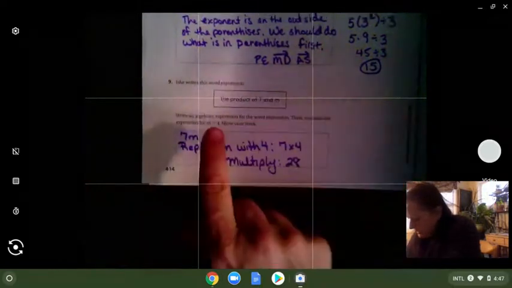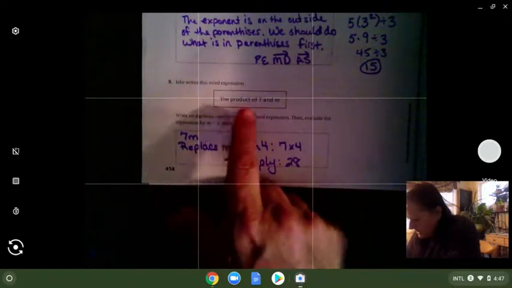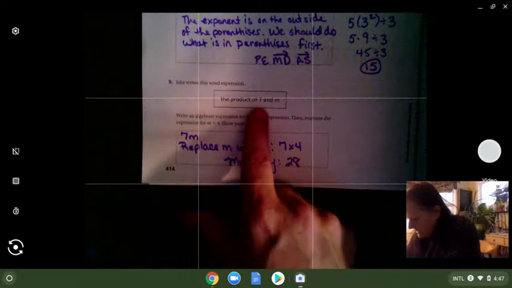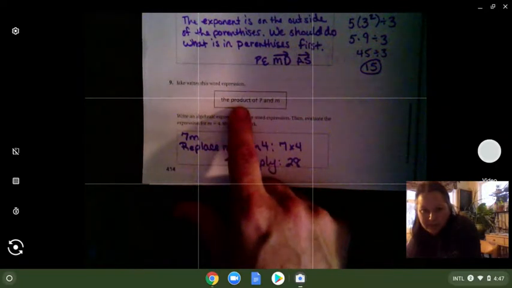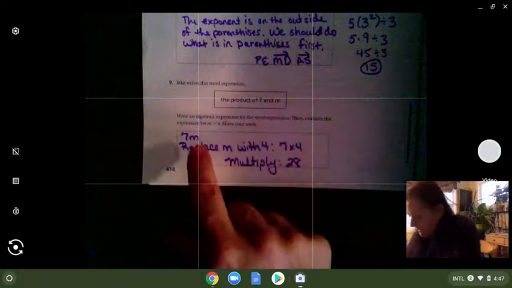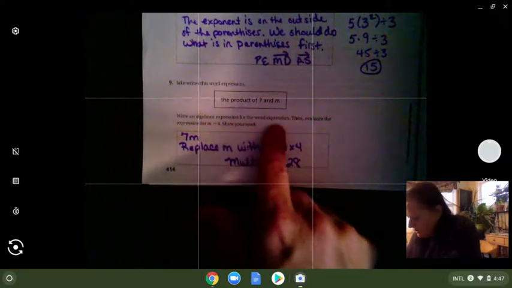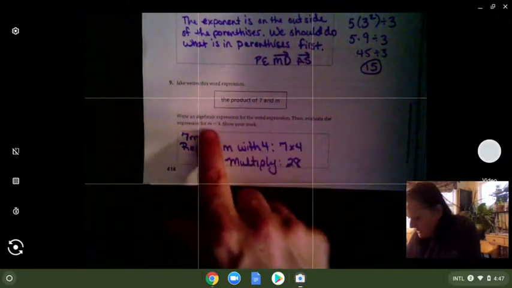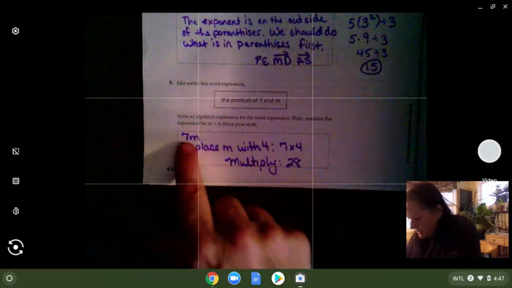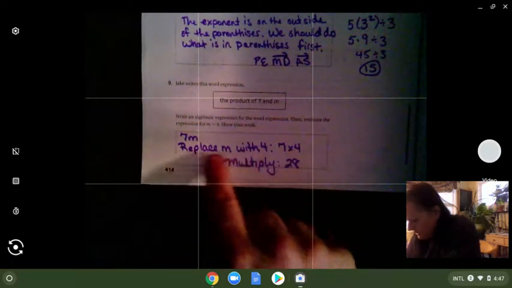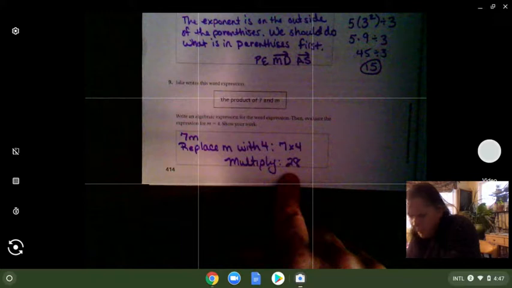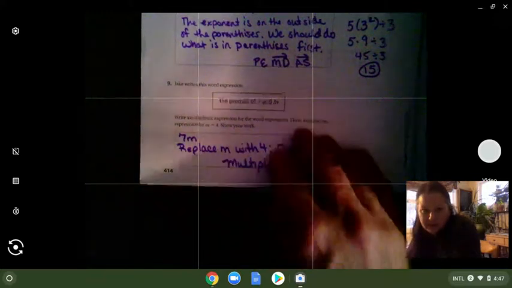Okay, Jake writes this word expression, the product of 7 and m. So product is the answer to a multiplication problem, so we're doing 7 times m. Write an algebraic expression for the word expression, then evaluate the expression for m equals 4. So we have 7m. We're going to replace m with a 4. So it'll be 7 times 4 is 28. Should have 28 there.